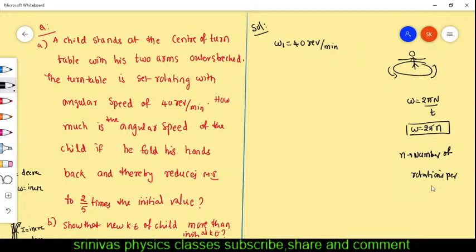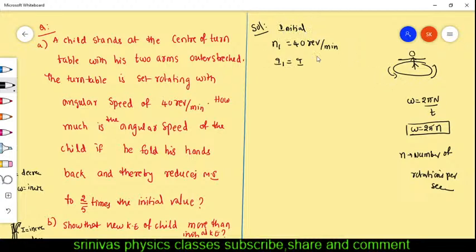Initially, how many revolutions is it taking per minute? For example, we take the number of revolutions per minute. We cannot take it as omega, because omega is radian per second. We can take it as small n1, 40 revolutions per minute. Initially the moment of inertia we can consider as I. These are the initial values.